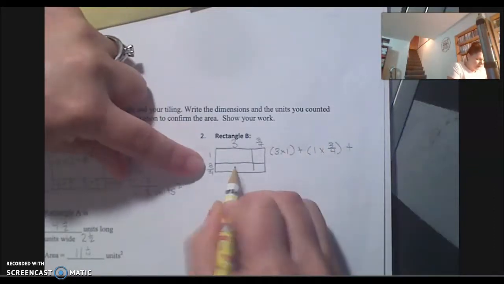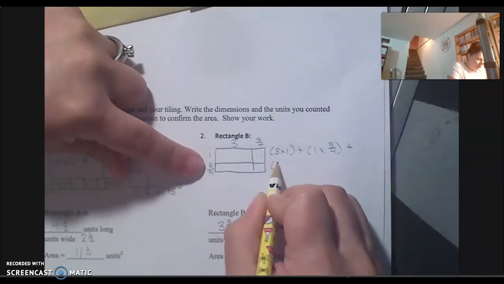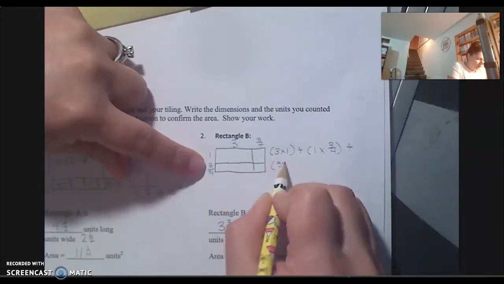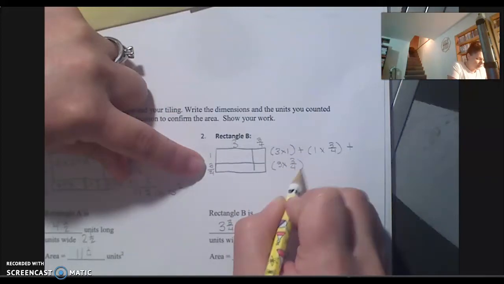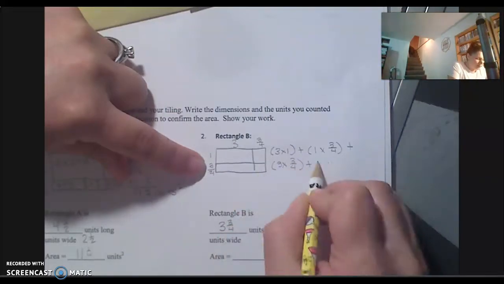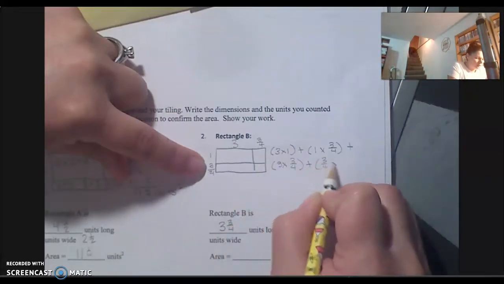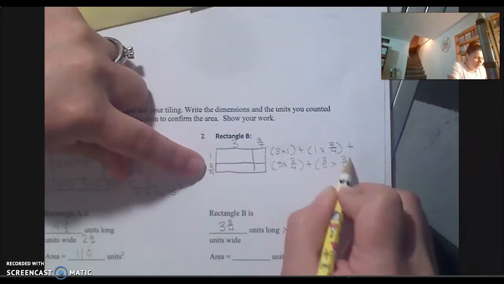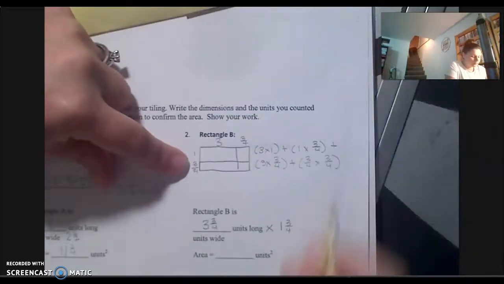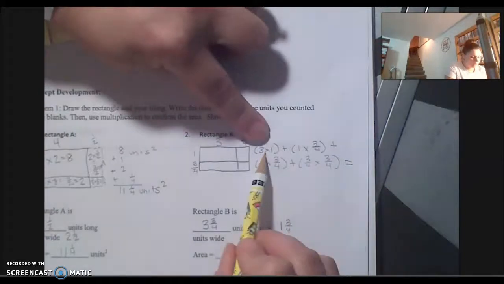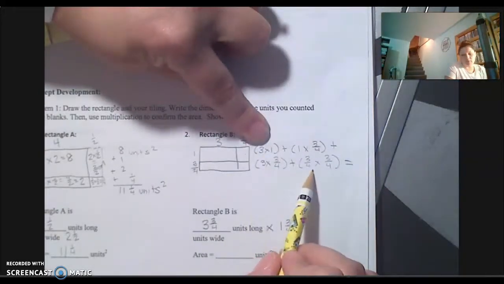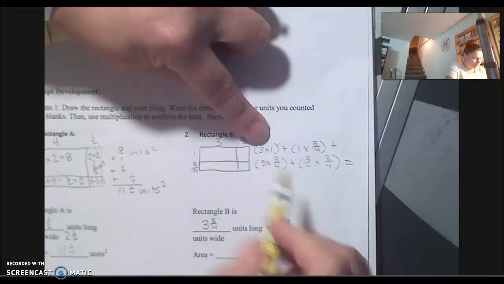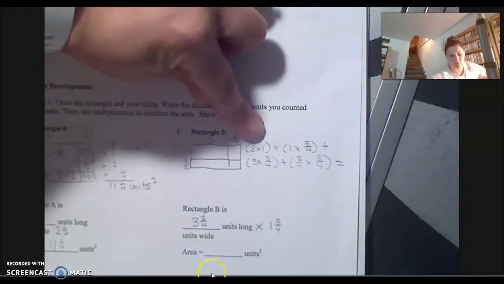In this box, I would be solving 3 times 3/4. And in the last box, I will be solving 3/4 times 3/4. Now we're going to just go through and solve each set of parentheses and add them together. I'll zoom in a little more for you.